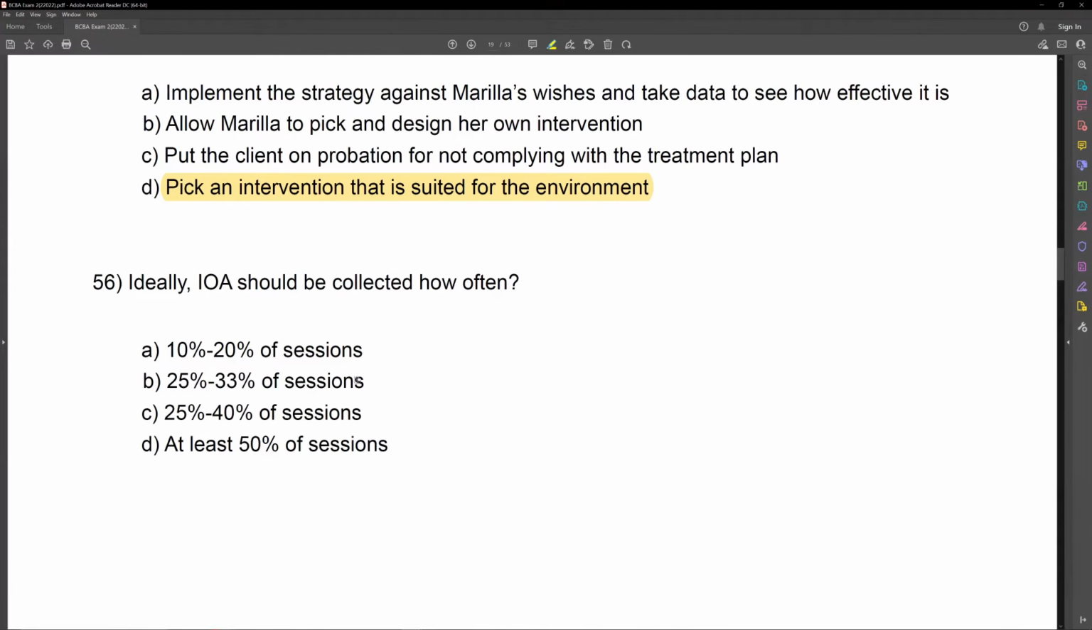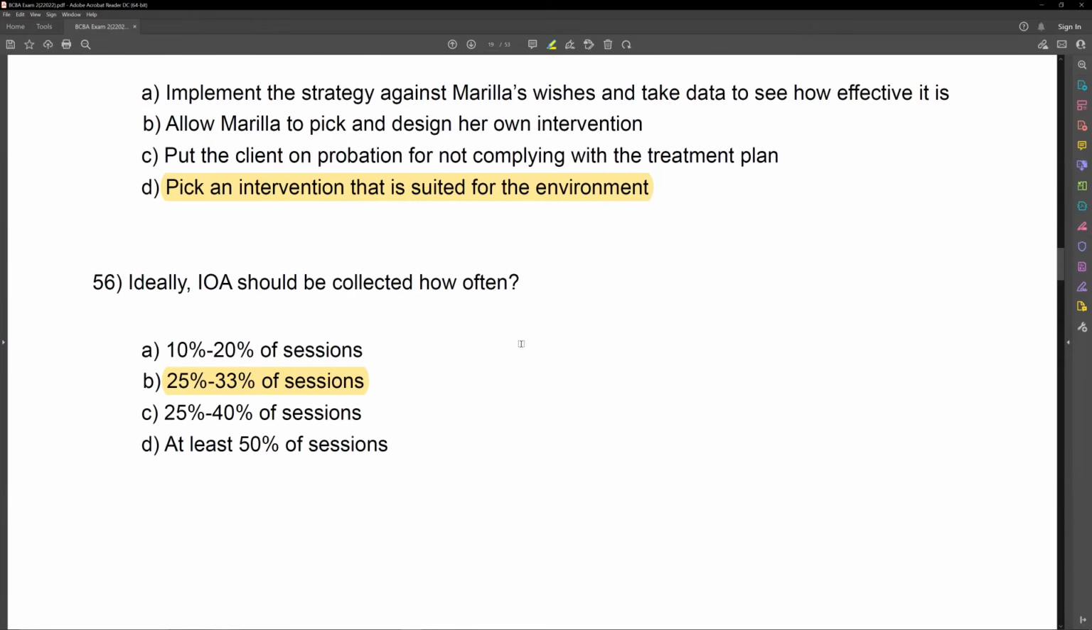The preferred answer is going to be 25 to 33% of sessions. Okay, that's just kind of the gold standard. Again, IOA can be tricky. If the test asks you, go for 25 to 33%. Okay, you really want to take IOA about, as it says, 1 every 4, 1 every 3 sessions.